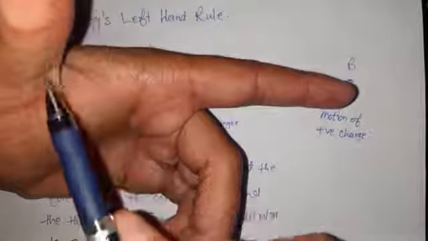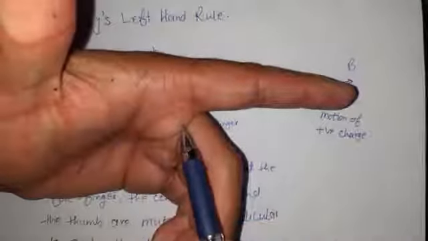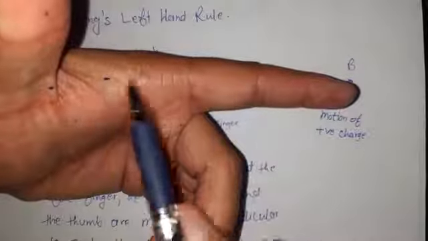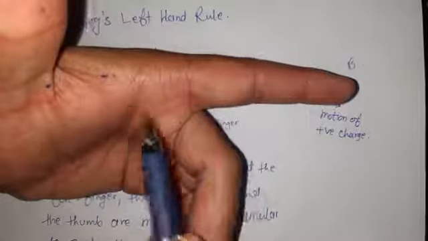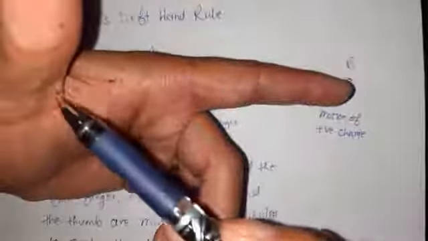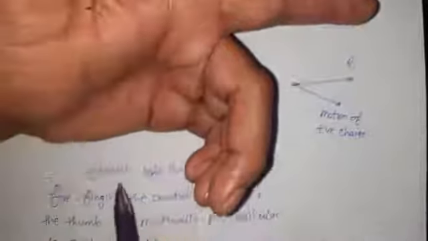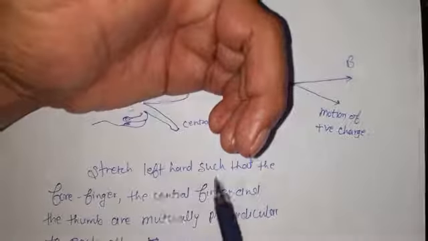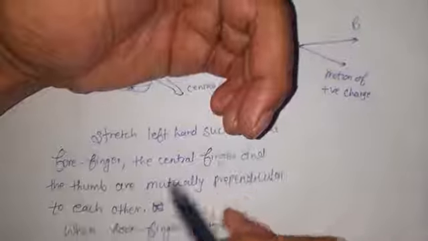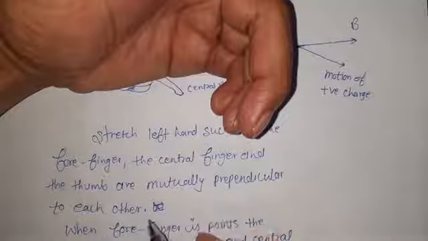ठीक है, तो ये जो thumb है ये दोनों के perpendicular होना चाहिए. It is perpendicular to that forefinger. This is forefinger as well as this is perpendicular to that of central finger. तो ये दोनों fingers के perpendicular होना चाहिए. That's why it is said over here that stretch left hand such that the forefinger, the central finger and the thumb are mutually perpendicular to each other.